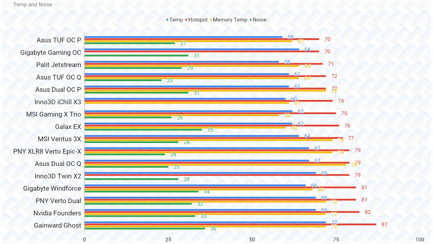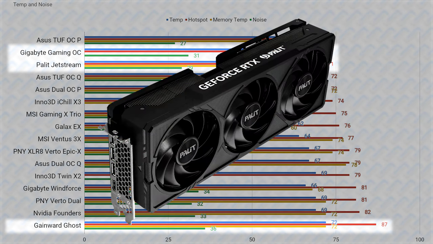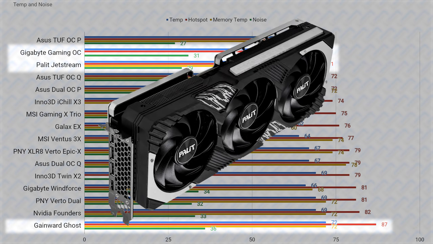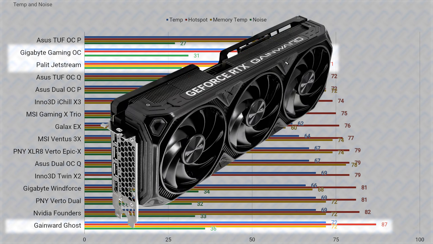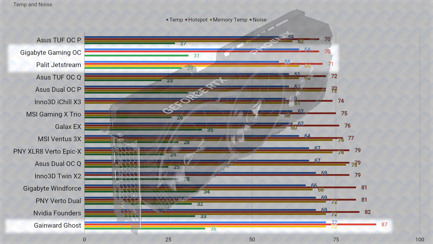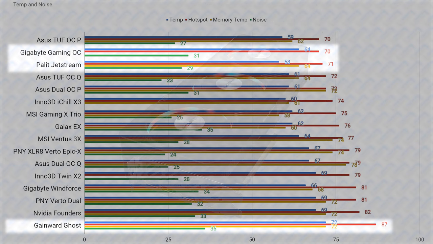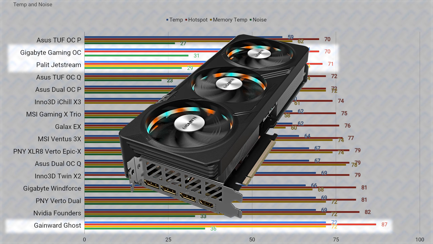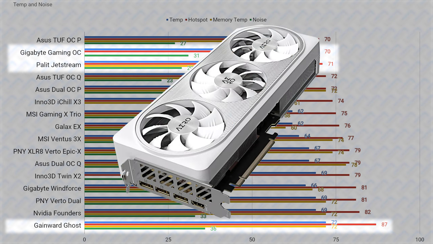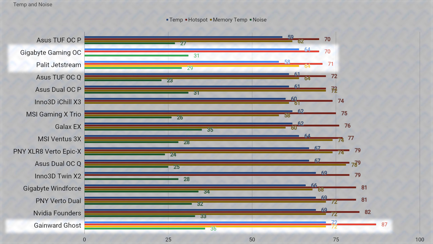Before I get into this graph, I need to point out that the Palit Jetstream card is the exact same card as the Palit Gaming Pro and the Gainward Panther and Phoenix cards. The Gainward Ghost is also the same exact card as the Palit Dual, and the Gigabyte Gaming OC is the same exact card as the Aero OC. So you can reference the performance of those cards in the graph for those other cards that are the same but not in the graphs.